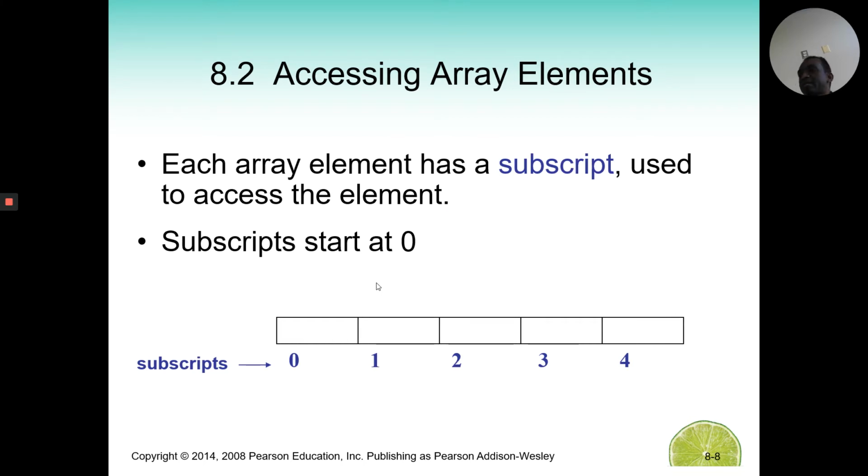Each array element has a subscript used to access the element. Subscripts start at 0, so 0, 1, 2, 3, 4, and so forth. In the case of the 7 days a week, it would be 0 through 6. And in the case of the months, it would be 0 through 11, and so forth.